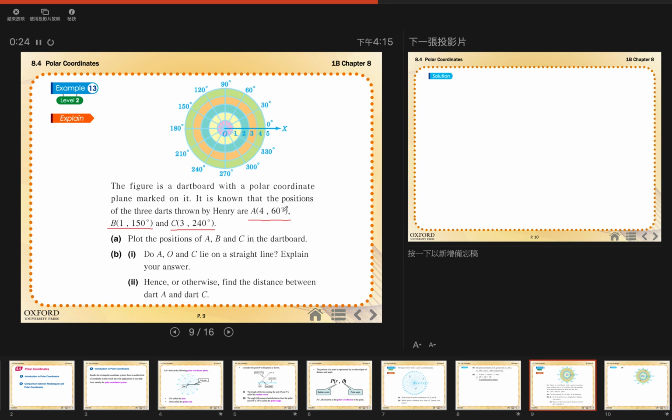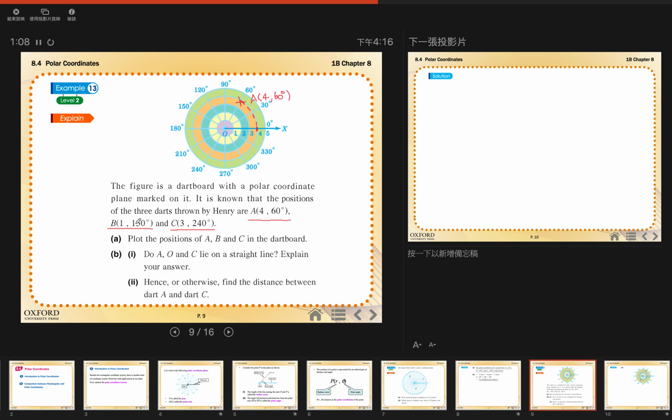And I think actually it's not difficult to mark it. For point A, (4, 60 degrees), you just need to read from the polar axis first. 4 is here, and then 60 degrees is read here for the polar angle. Just follow the circle for 4, and then up to 60 degrees, then I mark a cross here and mark the point A, and then write down the polar coordinates of point A, (4, 60 degrees), just like this.